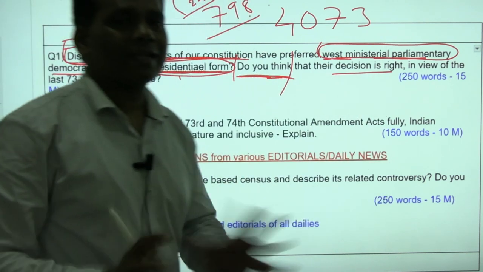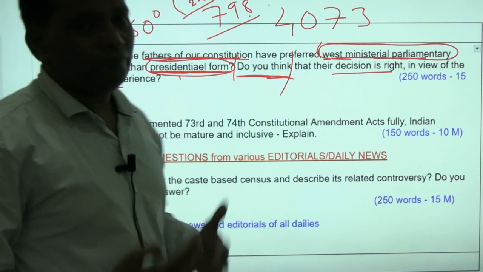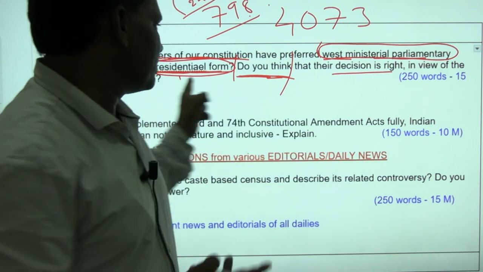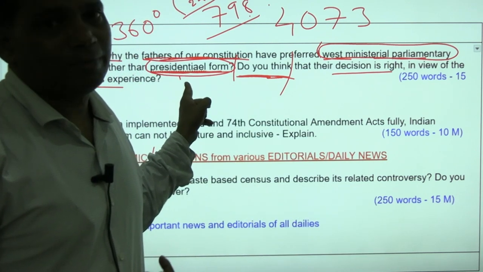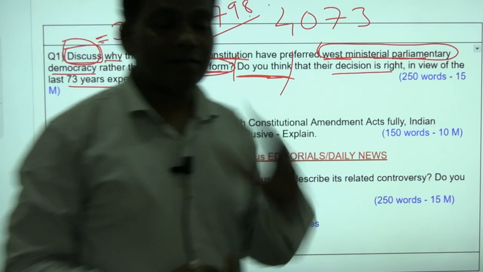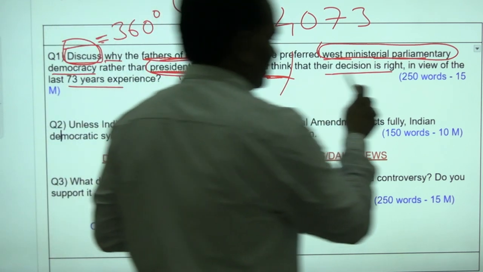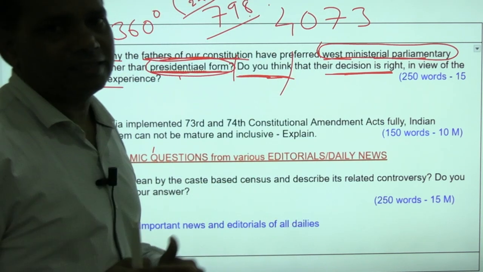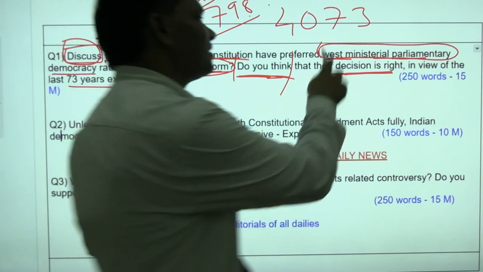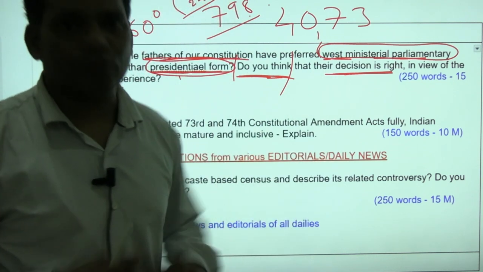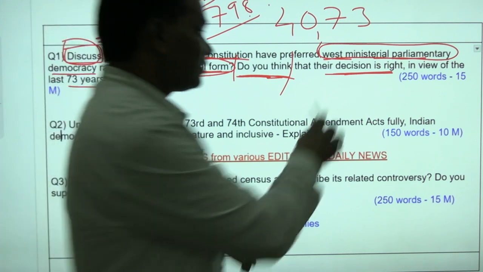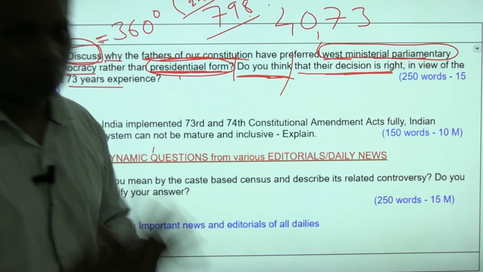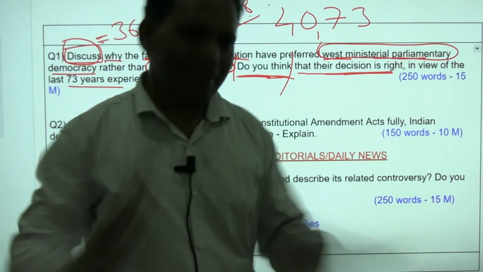Sometimes, whenever there is political instability, some people talk about the president, because it can provide more stability compared to this one. And as far as despotism, dictatorship is concerned, except 1975 to 77, we never faced this kind of despotic attitude or activities. So that is why their decision is absolutely right, no doubt at all, and it befits India's socio-economic, political and cultural condition.